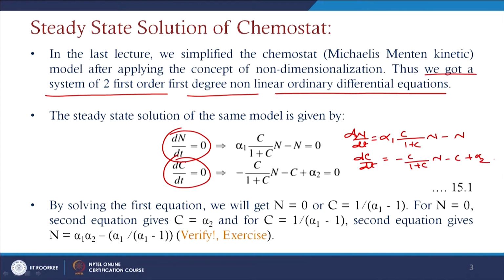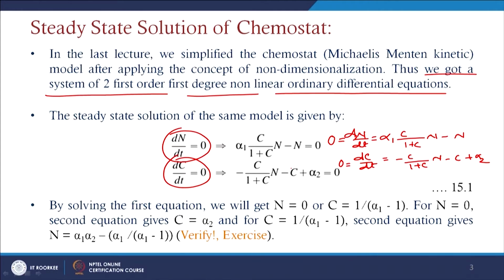And if we find the steady state, this means that the number of population does not change with respect to time, so we can put it as 0, and this concentration level, which is also our resources, is not changing with respect to time, so we can assume it as 0 there. So, these equations are written as alpha 1 c by 1 plus c n minus n equals 0 and minus c by 1 plus c n minus c plus alpha 2 equals 0.